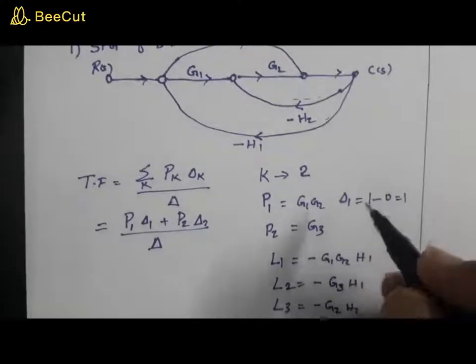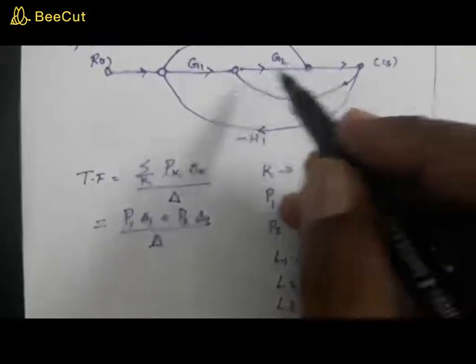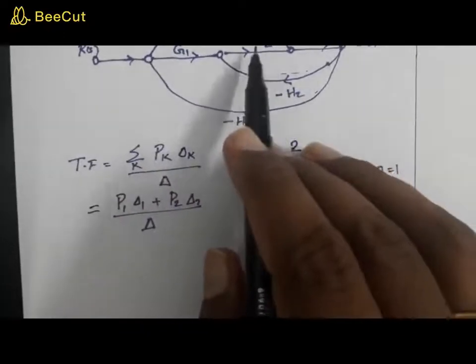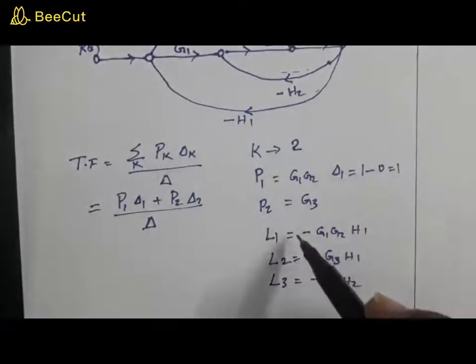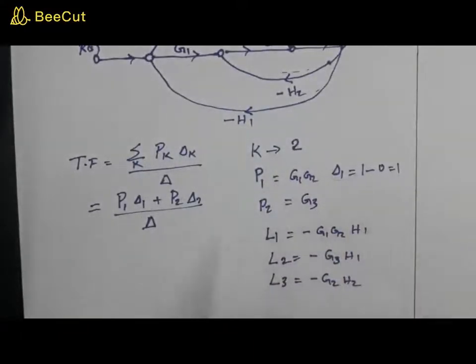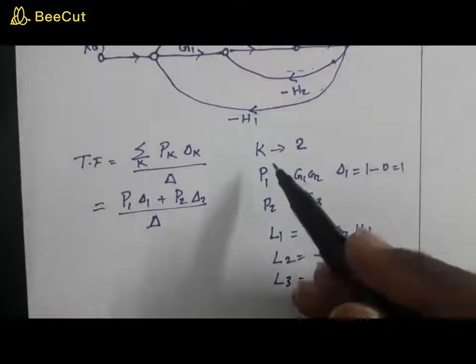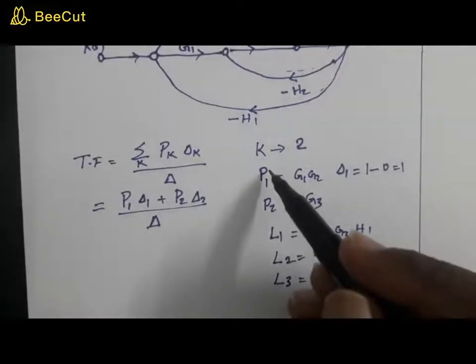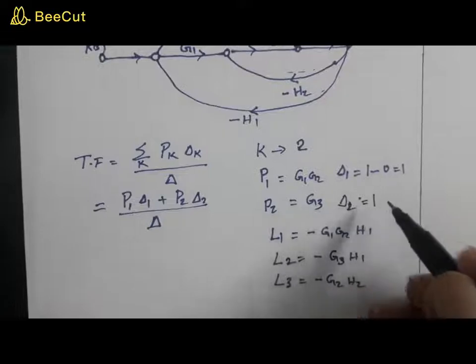Now coming to path 2, that is this path. When you take this path, it will take away these nodes, and obviously we can see that all these loops are related in some way or other to this node. If it takes away this node, then these loops have no significance. So therefore, we come to a conclusion that there are no loops which are non-touching to either of these paths. So its delta 2 is also equal to 1.